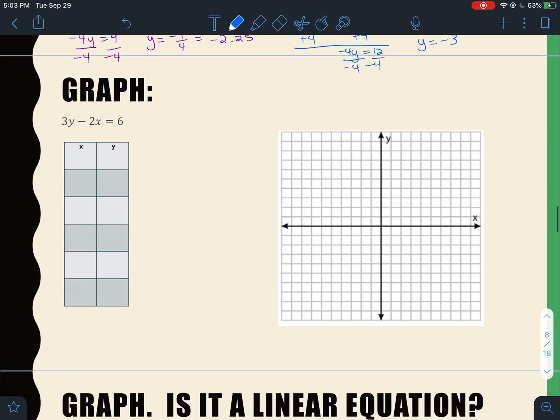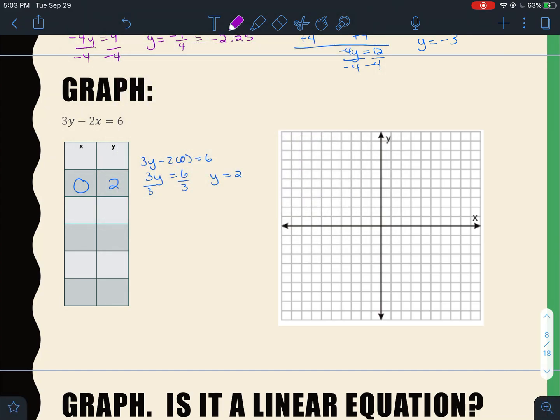All right, let's try another one. 3y minus 2x equals 6. So again, we can pick any values for x that we want to. I usually start with 0, so if I plug in 0 for x, I would have 3y minus 2 times 0 equals 6. 2 times 0 is 0, so 3y minus 0 is just 3y. So 3y equals 6, divide by 3, and y is going to be 2. So I have the point 0, 2.